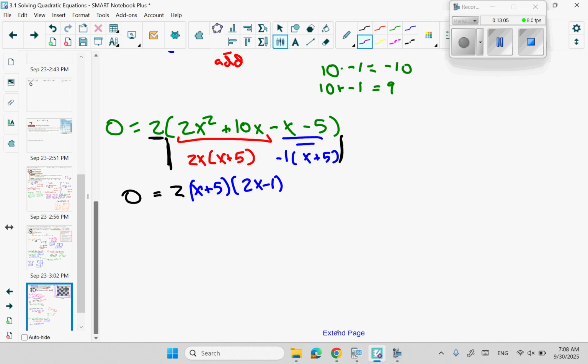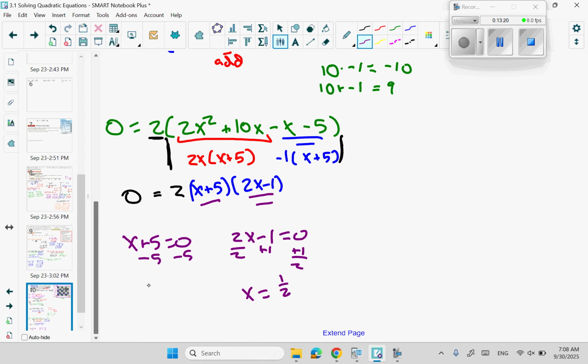Now, zero product property, I'm going to set both of those equal to 0. So x plus 5 equals 0. 2x minus 1 equals 0. Plus 1, divide by 2, divide by 2. We get x equals 1/2. Minus 5, x equals negative 5.